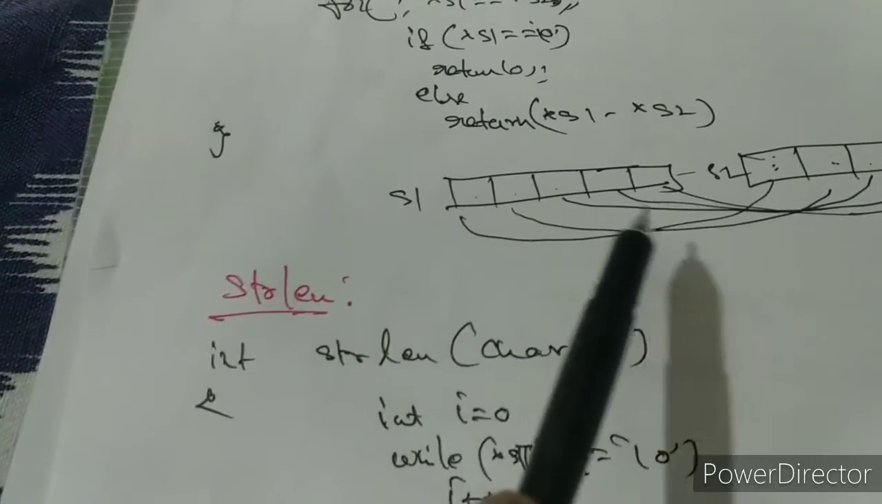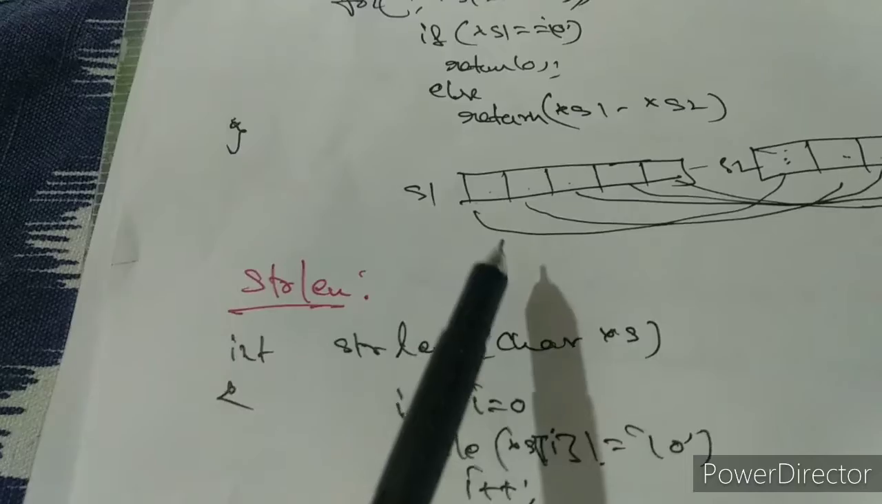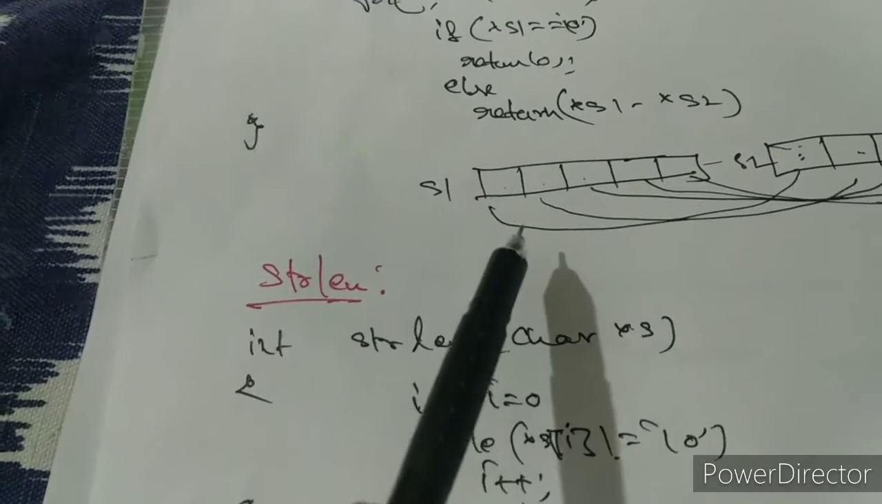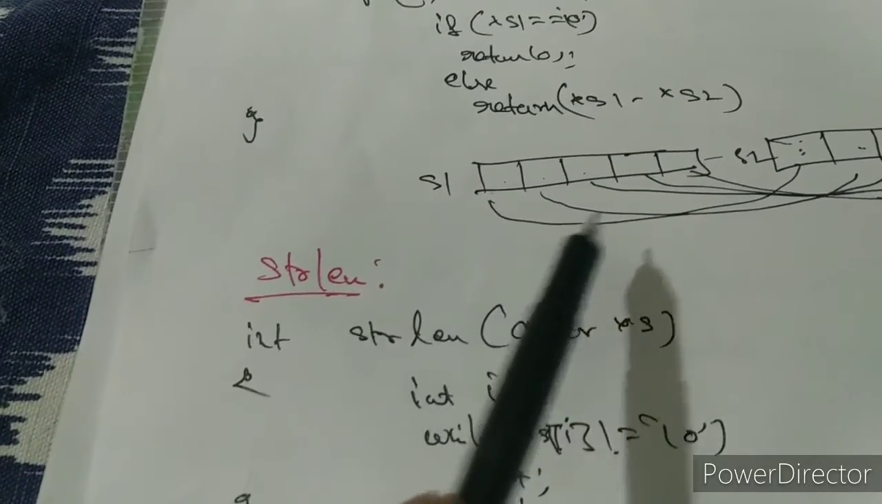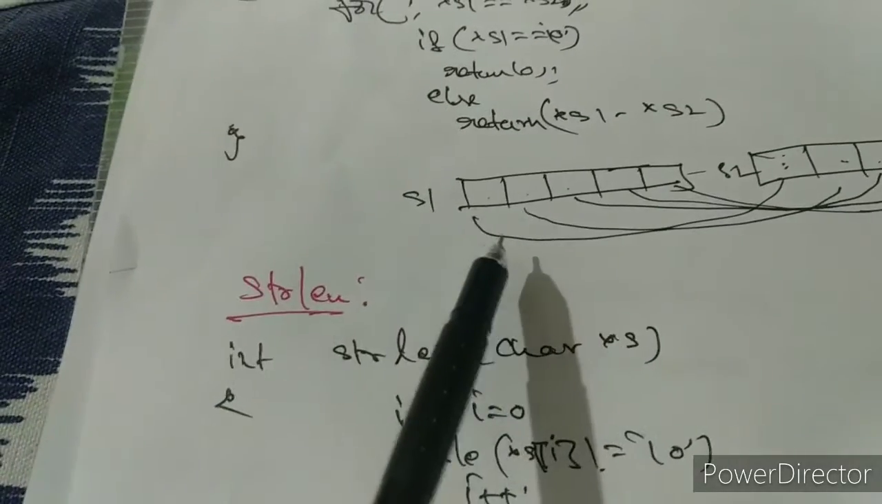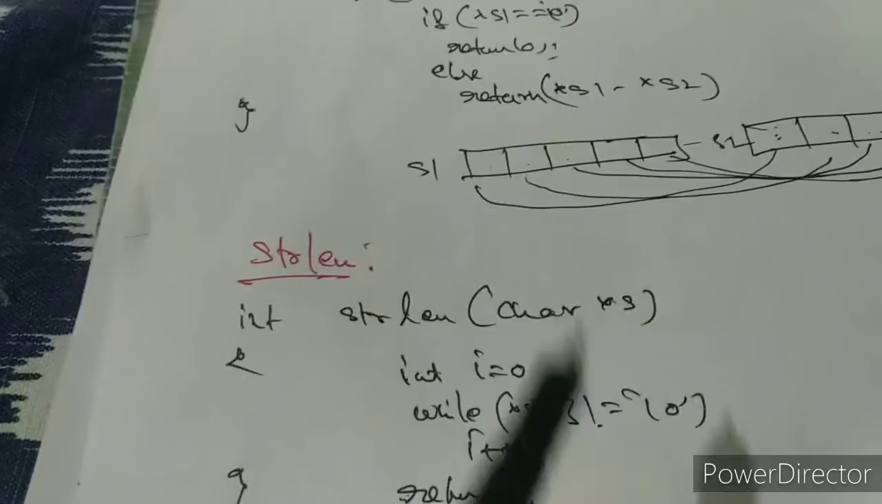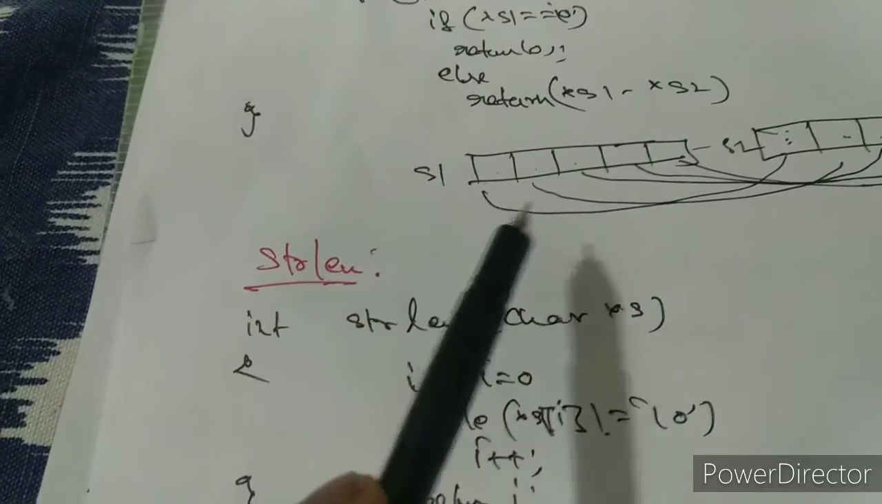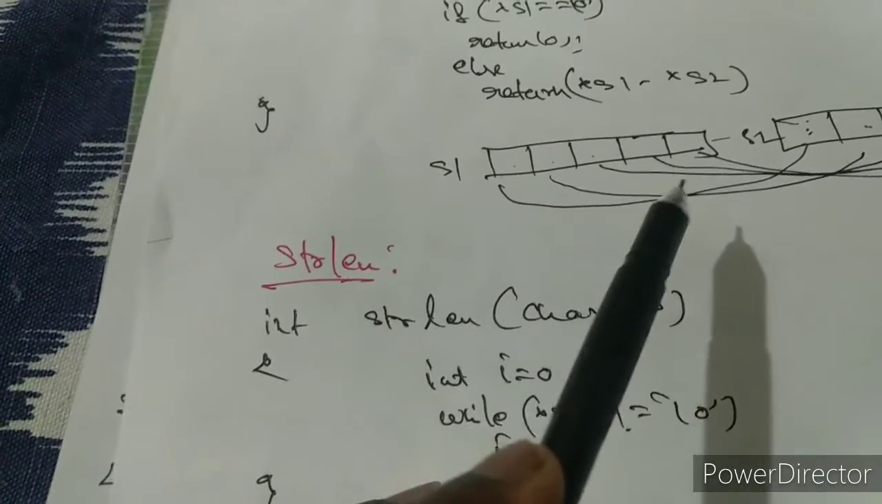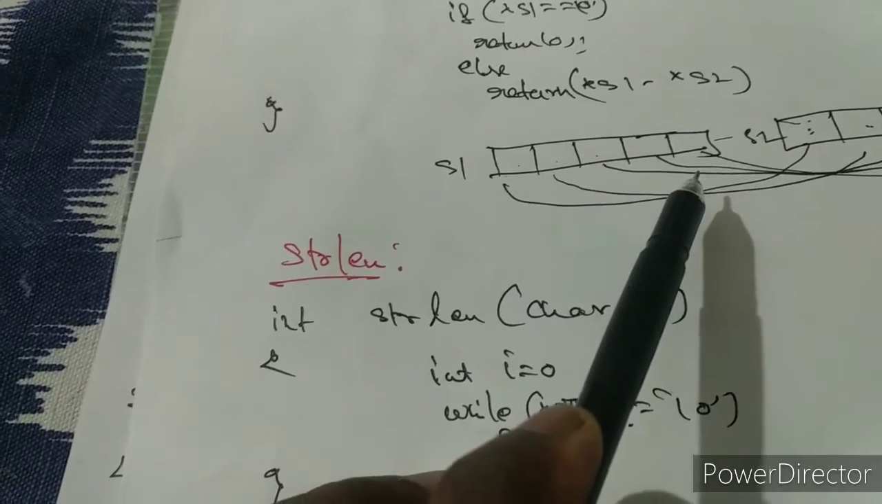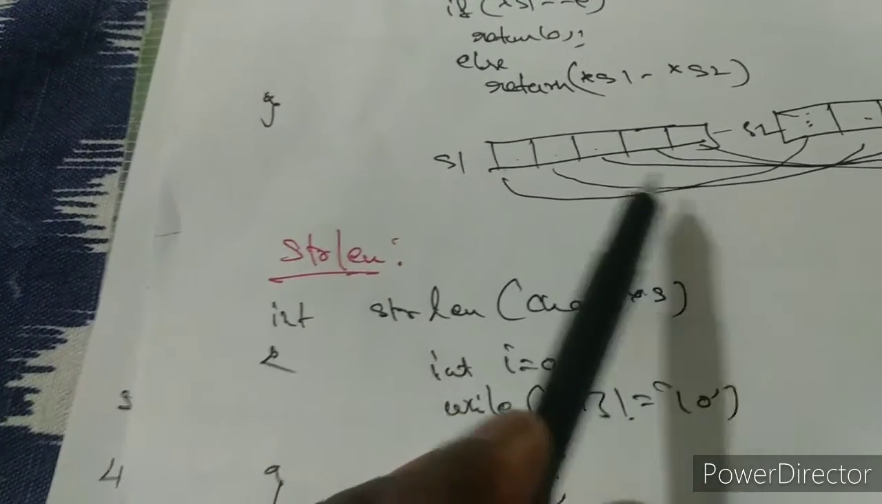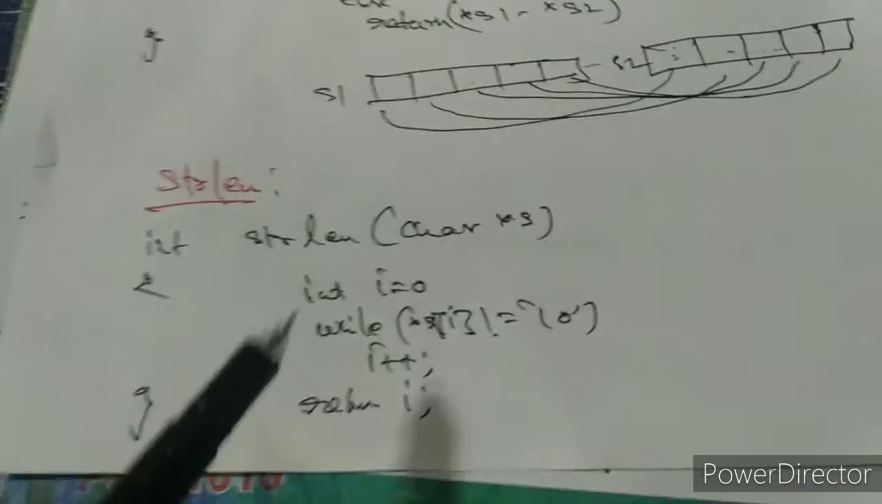Let us say you have only one string. I am pointing here, i is equal to 0, and every time the loop is incrementing until the end at the null character. Finally, it counts 1, 2, 3, 4. At the null character, it won't count the null character. The 4 will be returned. My string length is 4.